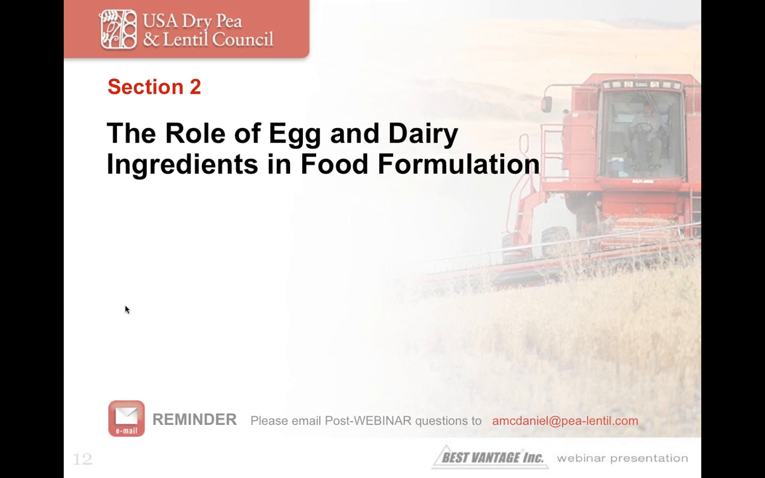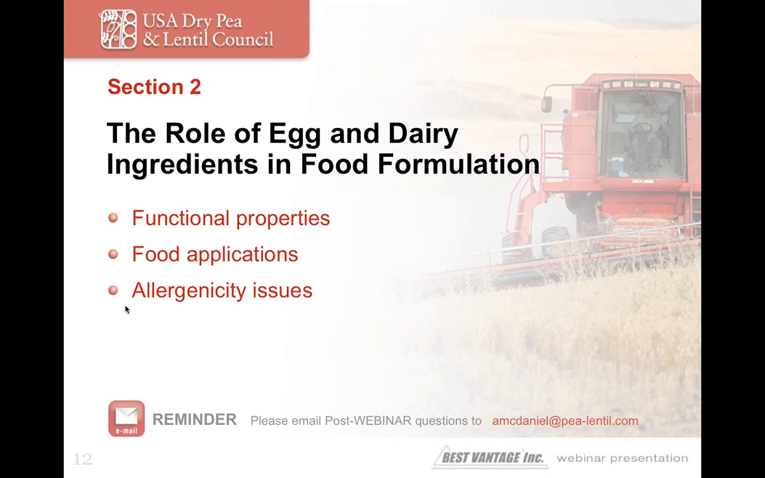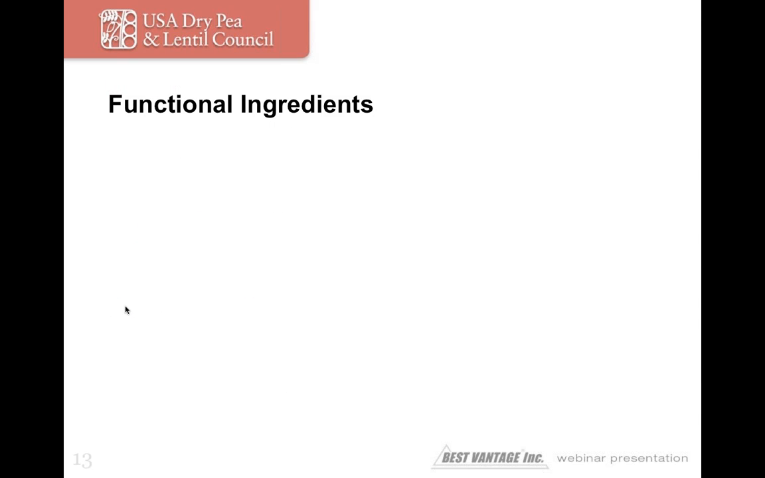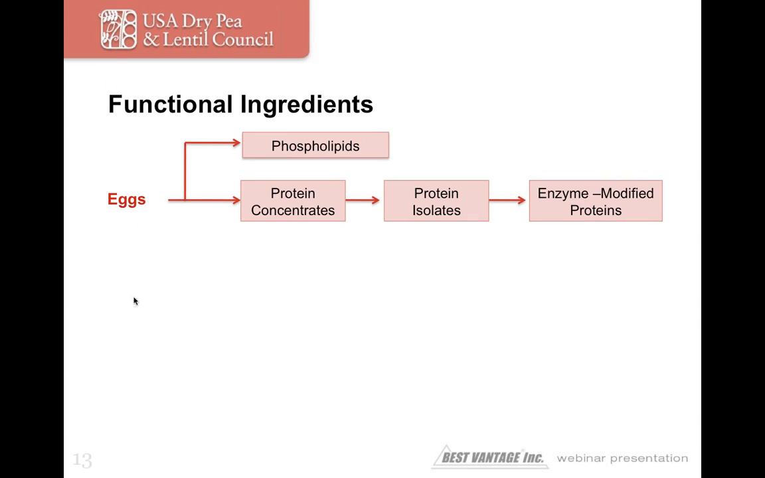Looking at the role of egg and dairy ingredients in food formulation, we'd like to look briefly at functional properties, at food applications, allergenicity issues, and economics. Looking at functional ingredients, eggs break down into phospholipids and also proteins, protein concentrates, isolates, and there are enzyme modified egg proteins out there in the marketplace as well.